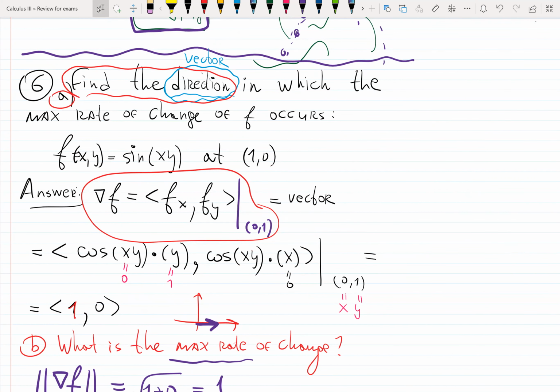Cosine of 0 is 1, right? Yes. Point was 0 and 1. Point was cosine of 0 is 1. 1 times 1 is 1, and then second one is just 0.